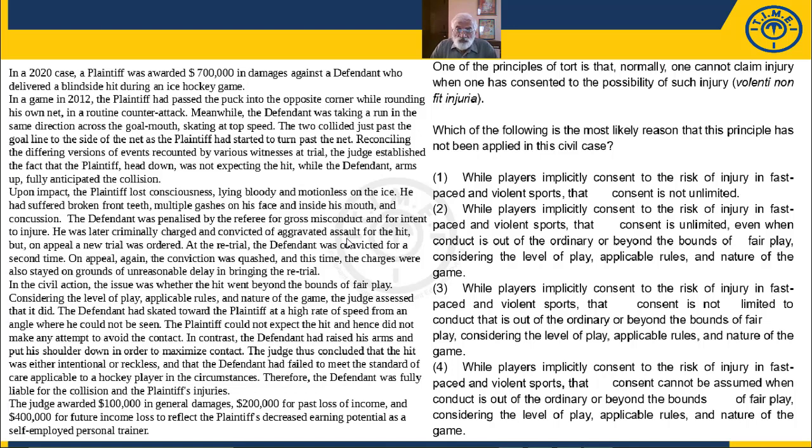So, let's look at the choices. Why was the principle not applied? Very obviously, it was not applied because they couldn't say that the person consented to that injury. Why are we saying that? We can only say it if the injury happened beyond the rules of the game. So, while players implicitly consent to the risk of injury in fast paced and violent sports, that consent is not unlimited, meaning there is a limit to that consent. That is true. That consent is not unlimited actually does make sense.